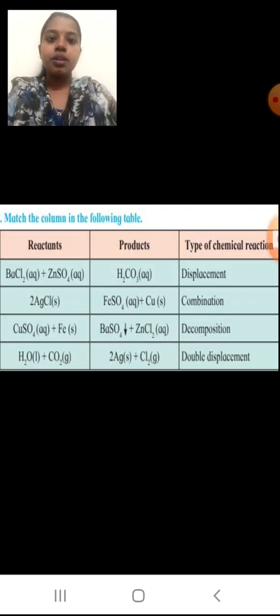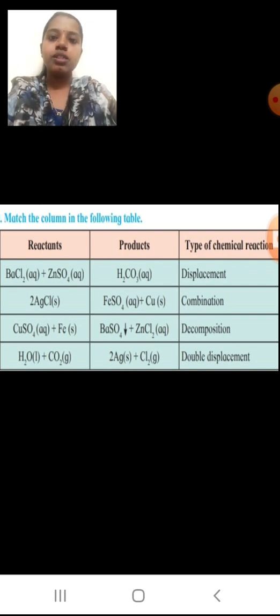Reactants are given, products are given, and the type of chemical reaction is given. So how are you going to do it? You are not going to do it like small children, match the following. First one, you will write BaCl2 plus ZnSO4, put an arrow and write the product. What will be the product? You will find out from the products, and then you will write the type of the chemical reaction. Okay students, I hope for each one you will do it the same way.